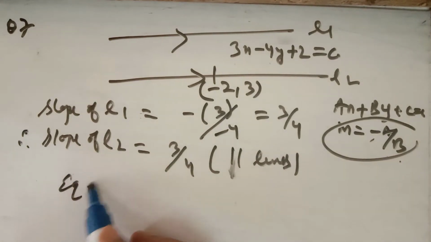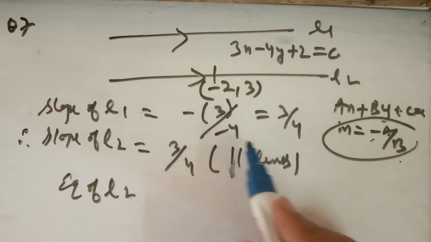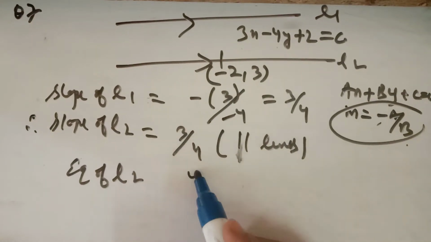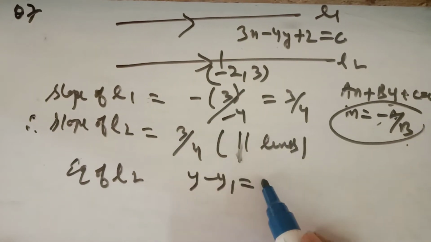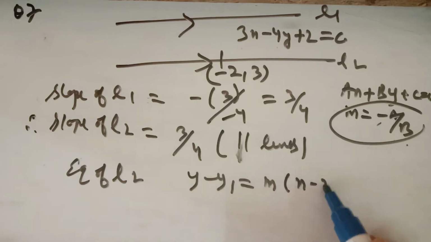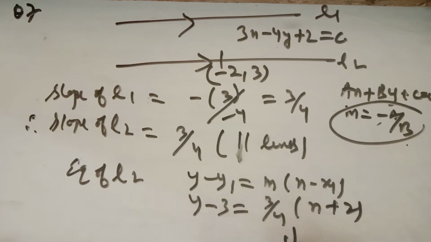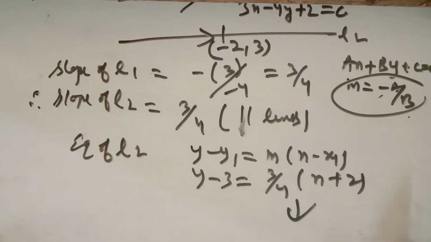Now you can find the equation of the line L2 passing through the point minus 2, 3 and having the slope 3 upon 4, using the formula y minus y1 is equal to m into x minus x1. So y minus y1 is equal to m into x minus x1, and you arrange it as far as possible. So this is the question number 7.